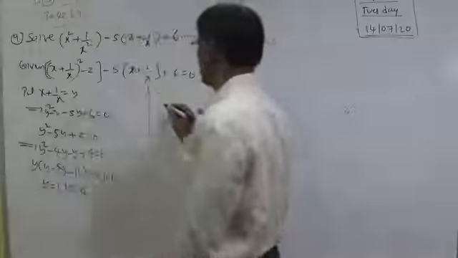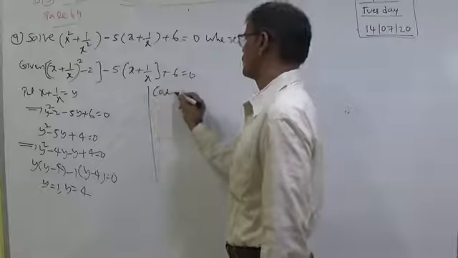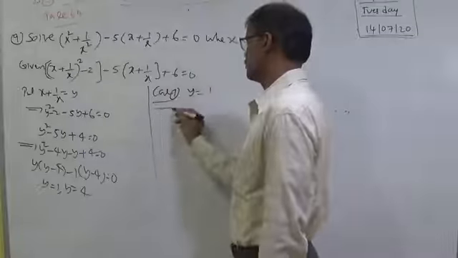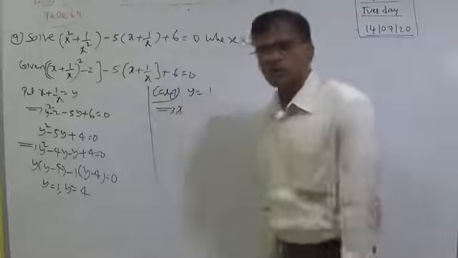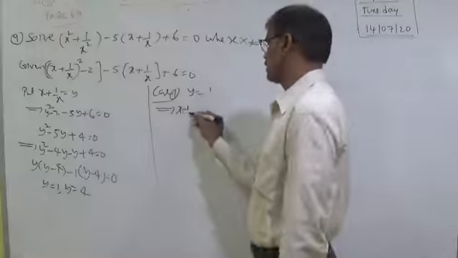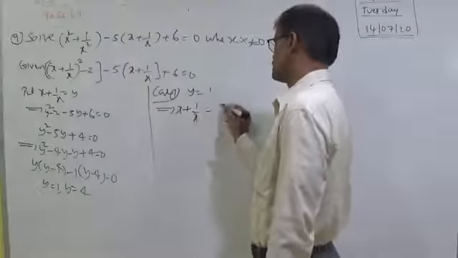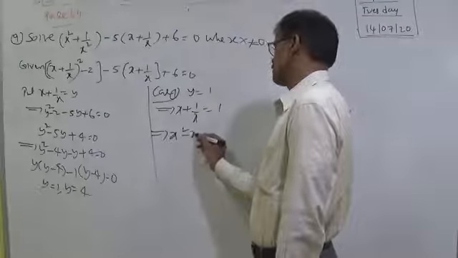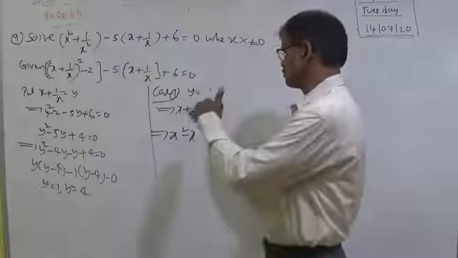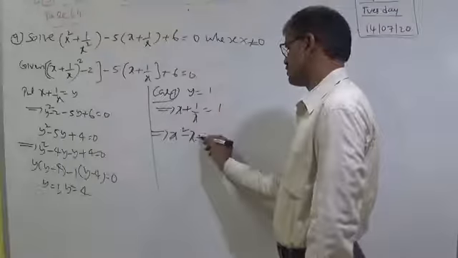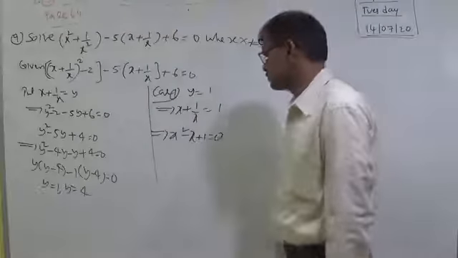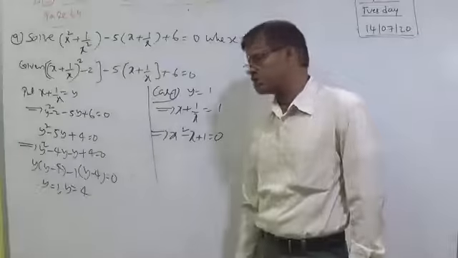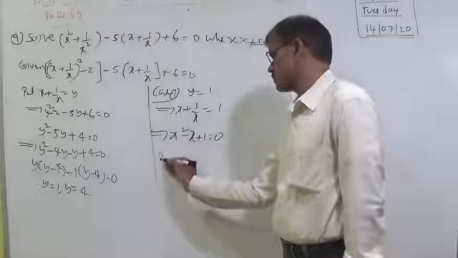Two cases arise. Case 1: y is equal to 1. That implies, y meaning x plus 1 by x, x plus 1 by x equal to 1. So we can write this as x square minus x plus 1 equal to 0. This has omega as roots. If you know complex numbers, you can say easily. Of course, we did not discuss the chapter.